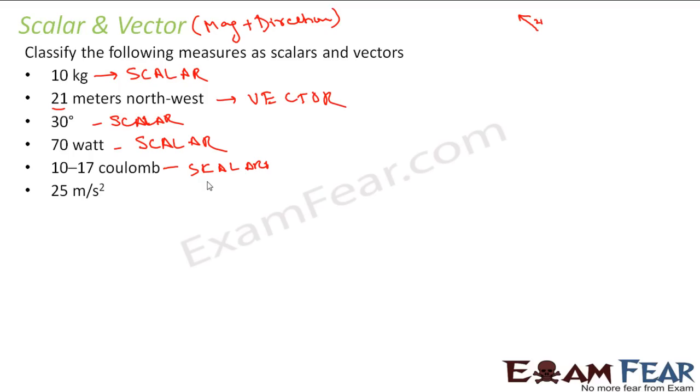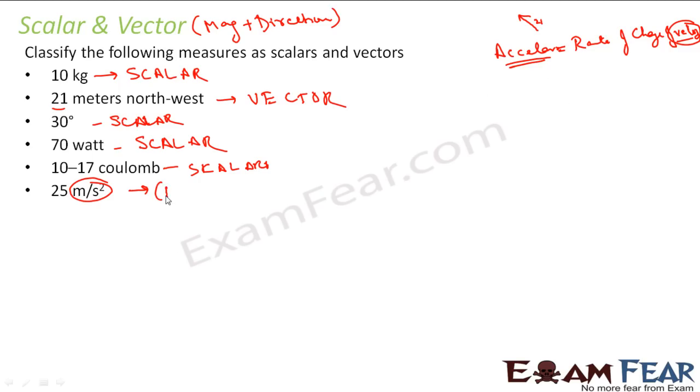25 meter per second square. What is this? This is acceleration. If you don't understand physics, then you may not understand this, but just give it a shot. Acceleration is nothing but the rate of change of velocity, and velocity is a vector because velocity has magnitude and direction. So acceleration also has magnitude and direction. We talk about acceleration in some direction.